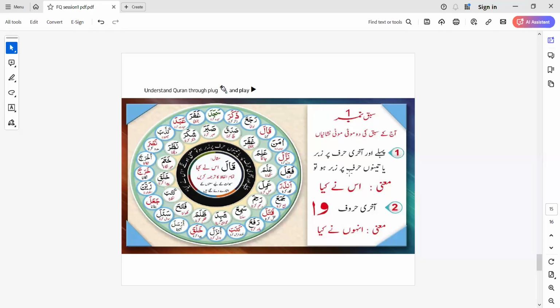And Alhamdulillah, this is somebody's hard work. They translated the Quran this way. They made it like they programmed it. This is somebody's hard work.